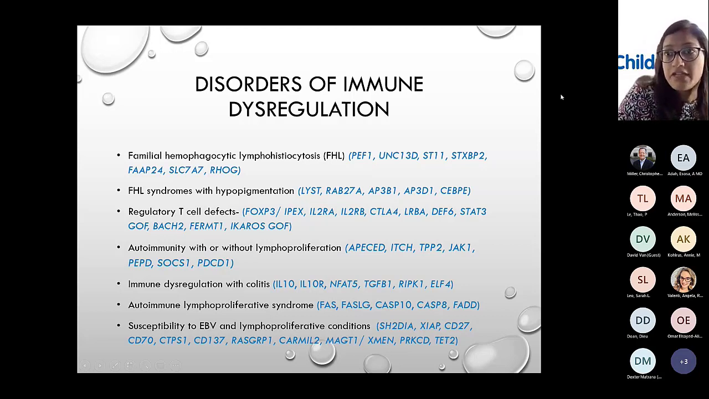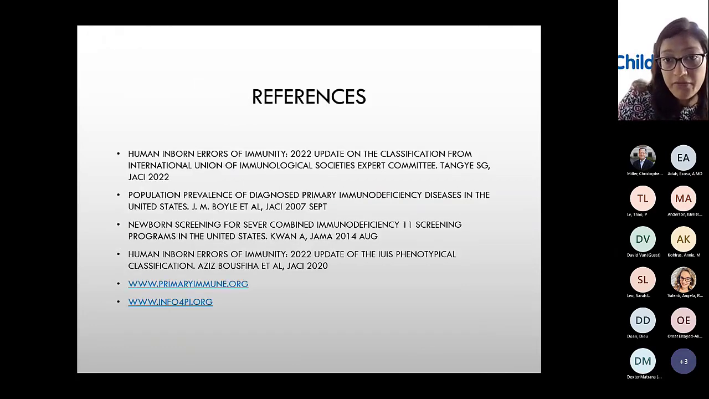So again, some of these subcategories like regulatory T cell defects, FOXP3 or IPEX deficiency, can lead to recurrent infections as well. So these are some of the defects that have other autoimmune features along with infections such as viral infections or fungal infections ongoing with them.